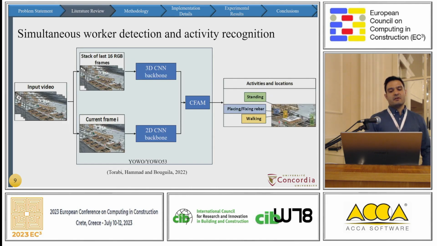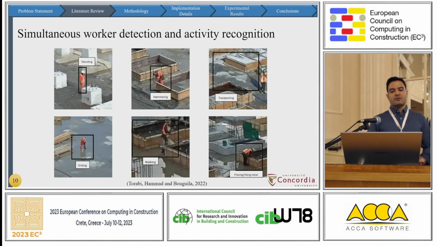To solve this problem, another one of my colleagues proposed a single-stage method for construction worker activity recognition with the name of YOVO, for You Only Watch Once. In this method, they use a 3D CNN backbone to process the input videos and a 2D CNN backbone to process the final frame of the input video to provide more accurate localization information. After that, they combine the output of the two backbones using a channel fusion and attention module, which is then used to produce the final output that we see in this figure. And we can see some sample videos from this method in this slide as well.